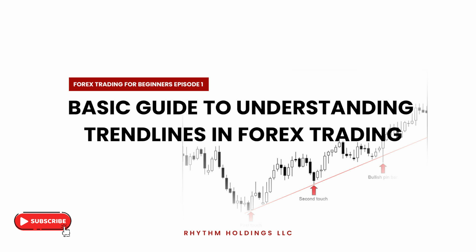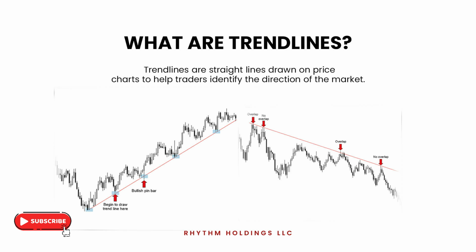And before we even begin the lessons, what I want you to understand is the meaning of trend line in forex trading. Trend lines are straight lines drawn on price charts to help traders identify the direction of the market. So what I mean by this is that a trend line helps you, the trader, to identify the trend. It helps you to know the direction of the market.